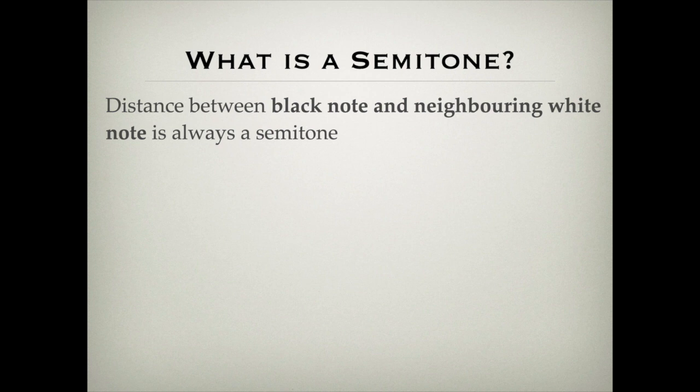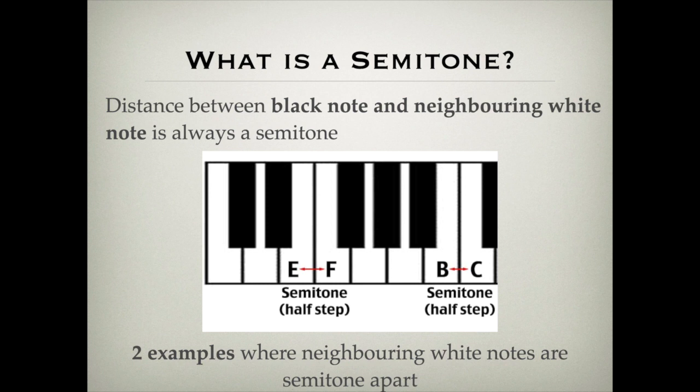Okay, now the distance between a black note and its neighbouring white note is always a semitone. But there are 2 examples where 2 white notes together are also a semitone. Have a listen to E and F, and have a listen to B and C. Now those are 2 white notes, but you can see there's no black note in between them. So those are also a semitone apart.